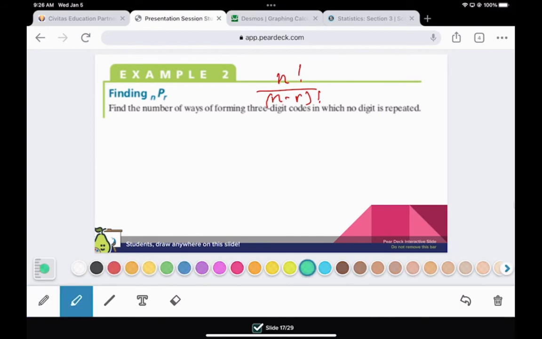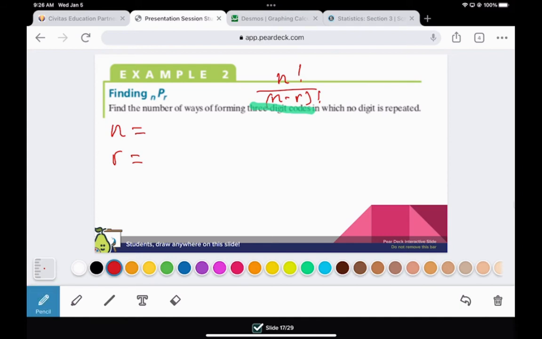So right now I'm just highlighting some key information. We have a 3-digit code and no digit is repeated. To do this problem, you need to figure out what is your n and what is your r. R is how many that you take at one time. N is the total. So can someone tell me how many numbers we have in here as total? If you have to guess. Or if you're not sure about n, r is how many we're going to take. What is r? What do you think? I know this is new, but if you have to guess, can you tell me what is r and what is n?